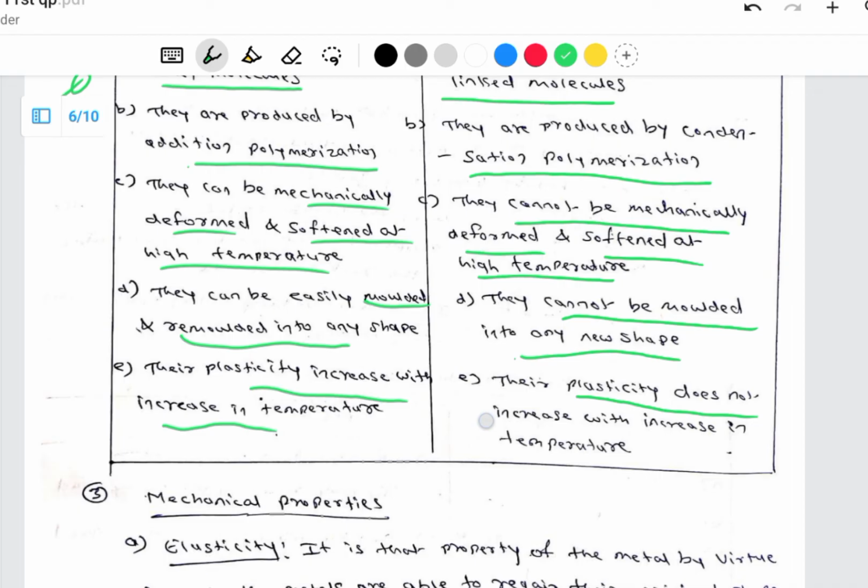So the answer is, for 5 marks, at least you have to write 5 differences. That's why we will get a total of 5 marks.